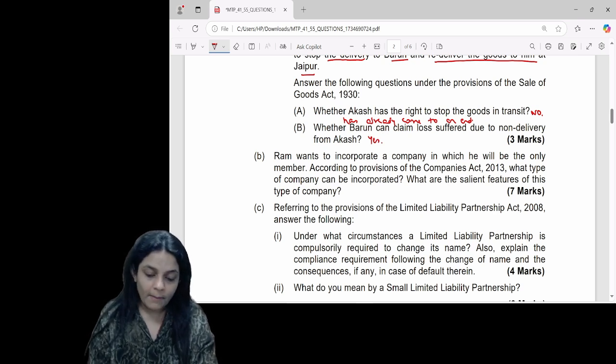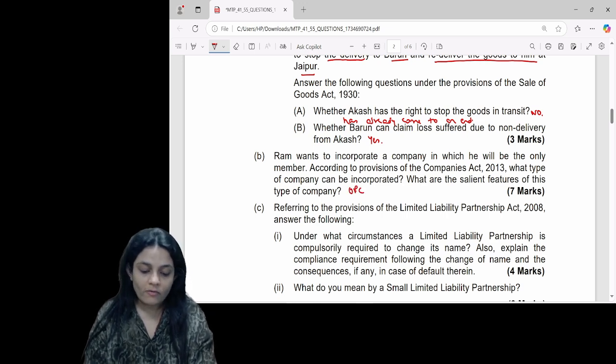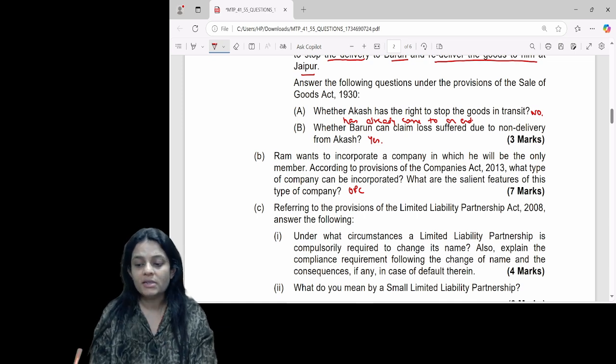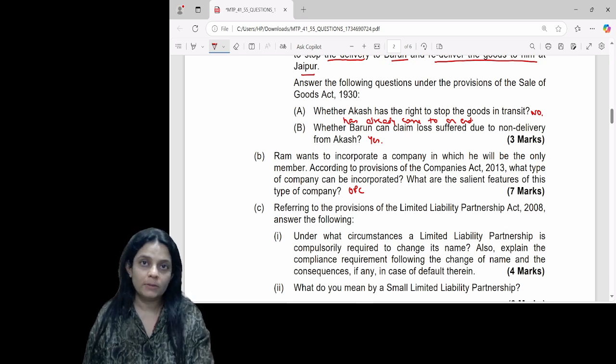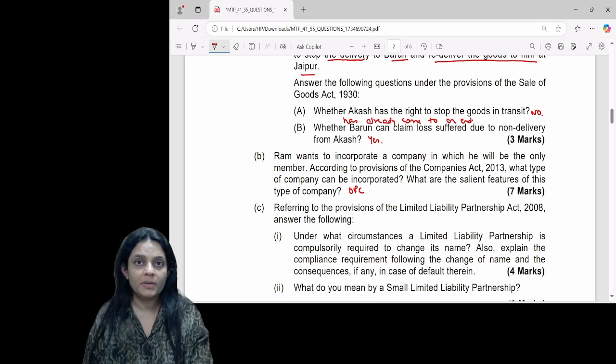Ram wants to incorporate a company in which he will be the only member, an OPC. According to the provisions, what type of company can be incorporated? What are the salient features of this type of company? So only a natural person who is an Indian citizen, whether resident in India or otherwise, and has stayed in India for 120 days in the immediately preceding financial year can become a nominee or a member of an OPC.